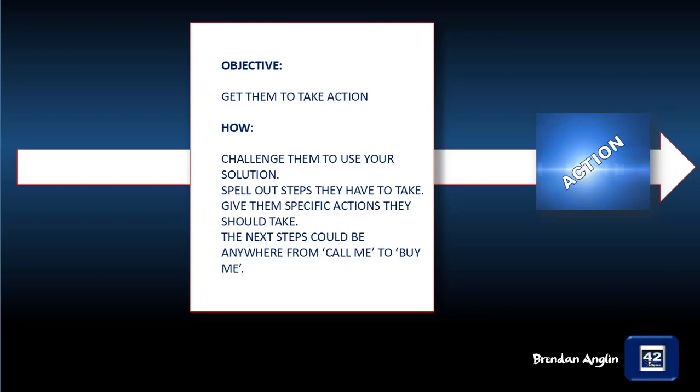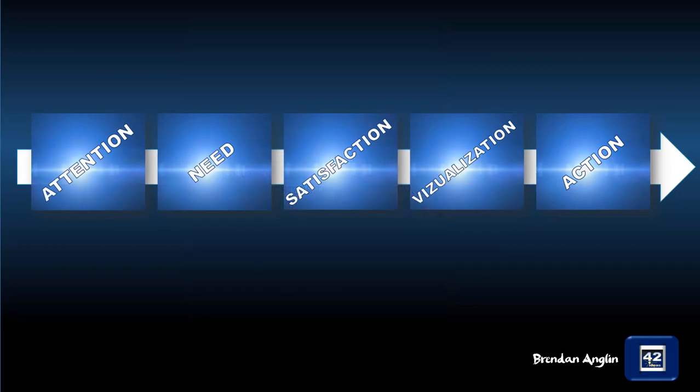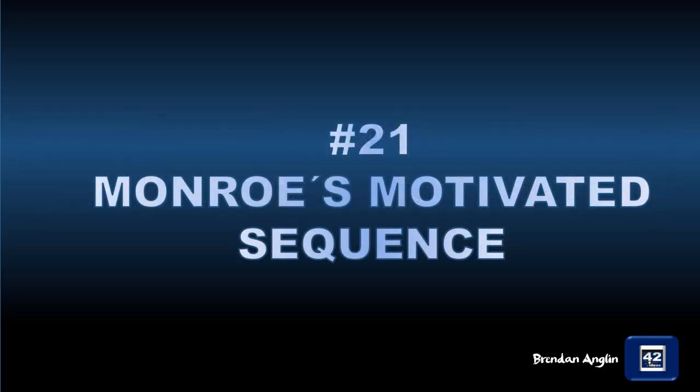So these are the 5 elements of Monroe's motivated sequence: attention, need, satisfaction, visualization, and action. And that's number 21 in the 42 ideas on leadership, Monroe's motivated sequence.